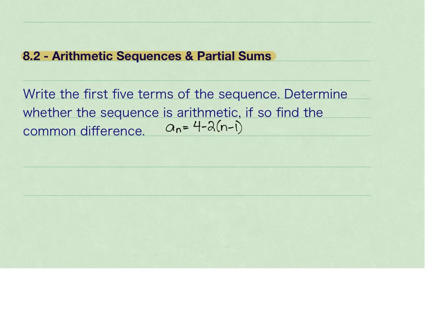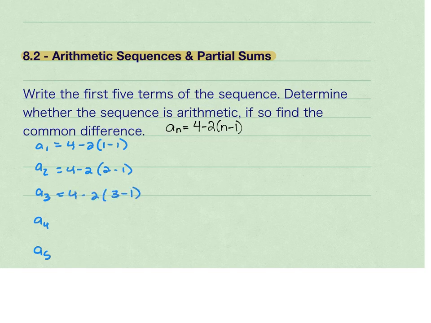Okay, so write the first 5 terms of the sequence. Determine whether the sequence is arithmetic. If so, find the common difference. So I'm going to plug in 1, 2, 3, 4, 5. I'd get 4 minus 2 times 1 minus 1, 4 minus 2 times 2 minus 1, 4 minus 2 times 3 minus 1, 4 minus 2 times 4 minus 1, and 4 minus 2 times 5 minus 1.